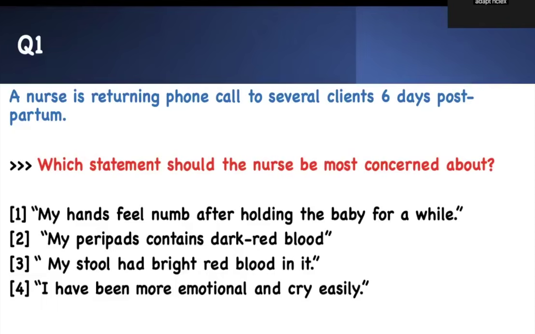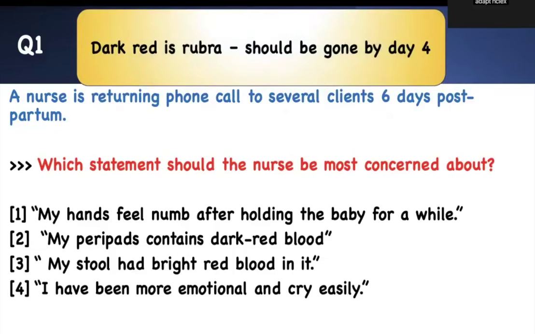My stool had bright red blood in it. This is called what? Hemorrhage. She probably had hemorrhage. I'll be more emotional and easily what? Crying. What is the problem? This is postpartum blues. And you can see based on that, number 2 is the right answer. A dark red is rubra. Should be gone by what? Day 4. And therefore, number 2 is our right answer.